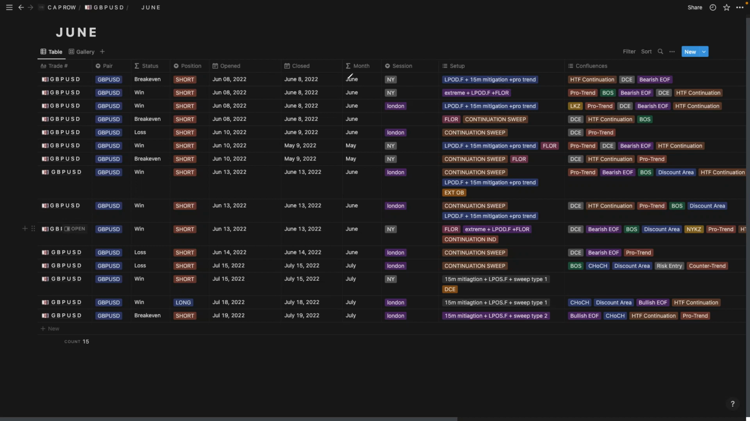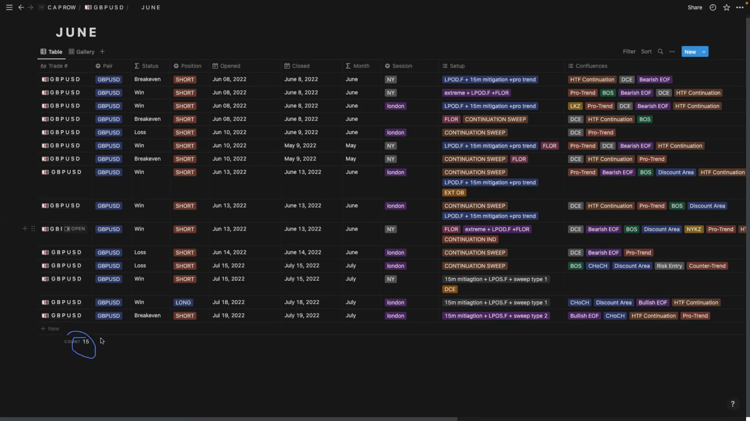I'll not go into how to do a backtesting session over here, because it is a very big concept in itself. I will just go through how to create a trading plan. For example, you have these 15 trades over here.